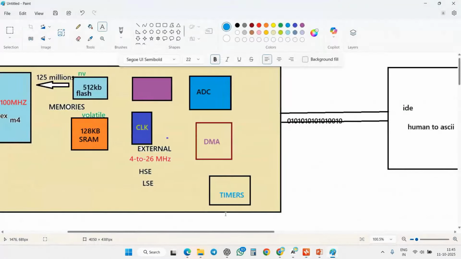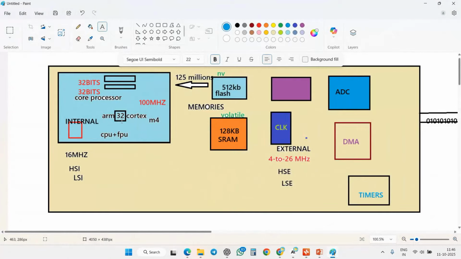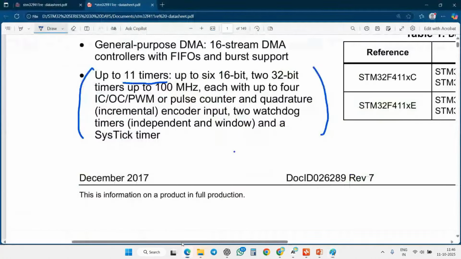We know that the clock is going to be provided by oscillators. We need to count that clock, the tick time, everything is going to be counted. So who is going to do this? The timers. This timer is helpful for counting all the data. We are having 11 different timers.